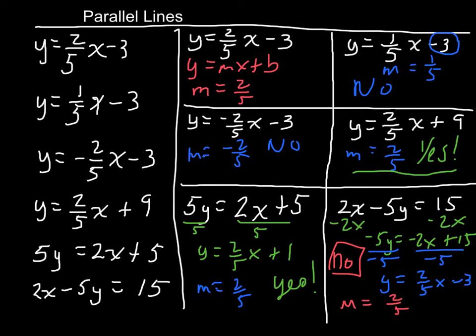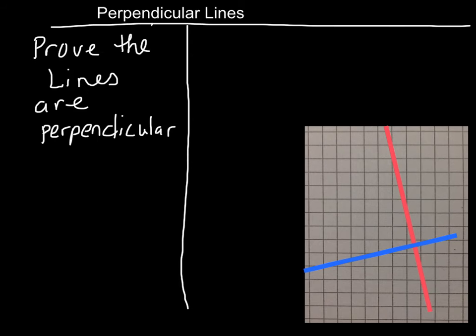Okay, now we're going to talk about perpendicular. So for perpendicular lines, if they're right angles, then they're perpendicular. What we want to be able to do is to prove that they are perpendicular. And the way we prove they're perpendicular is by looking at their slopes. So the very first thing I'm going to do is look at the slope of the red line.